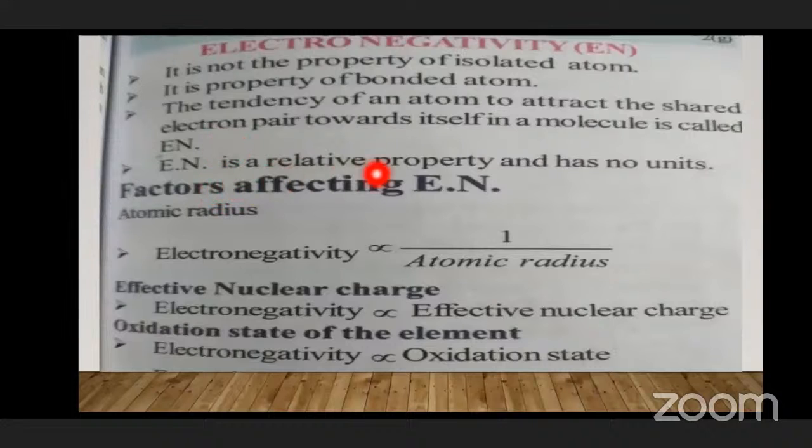So electronegativity is a relative property and has no units. Already we have seen ionization potential units in kilojoule per mole, and we are saying the units in angstroms or picometers for atomic radius. But electronegativity is a relative property.